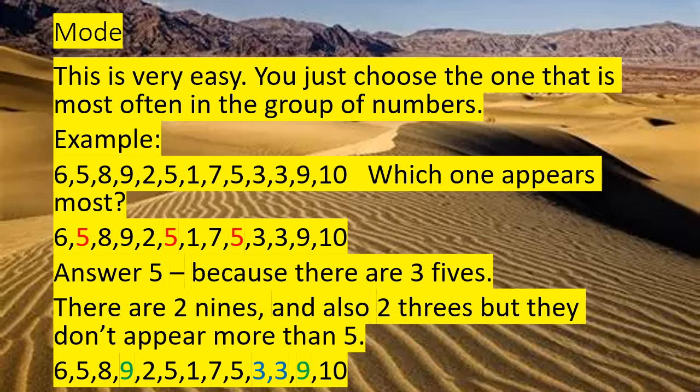There are 2 9s. If you look at the bottom of the page, you can see the 9s in green. And there are also 2 3s, and they are marked in blue. But they don't appear more than 5. So whichever number appears more than the others, that's the mode. Very easy to do.